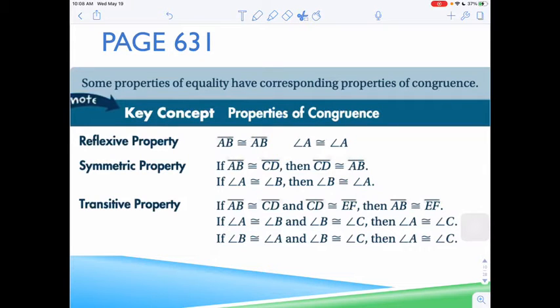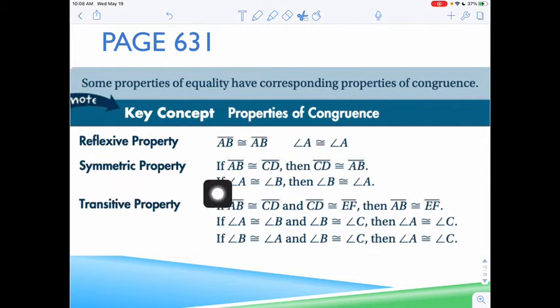Section 10.6, Example 2 on page 631: some properties of equality have corresponding properties of congruence. The reflexive property for congruence says that segment AB is congruent to segment AB. So a segment is congruent to itself. We also have angle A is congruent to angle A, so an angle can be congruent to itself.